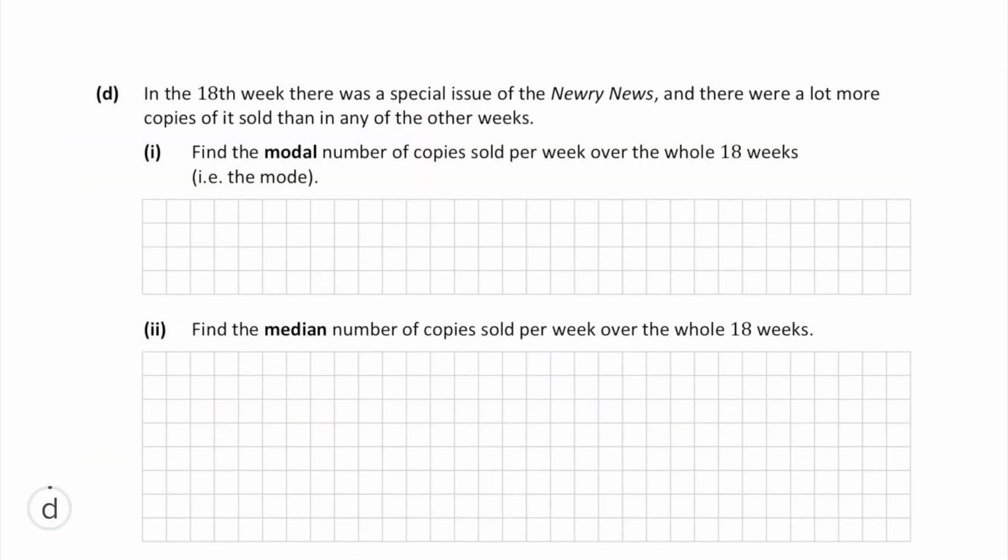Moving on to part D, we get some extra information that on the 18th week, there are a lot more copies of the newspaper sold than any other week. In D part 1, we again have to find the mode of the number of copies sold. Since 19 is still the most frequent number of newspapers sold, 19 copies is still our mode.